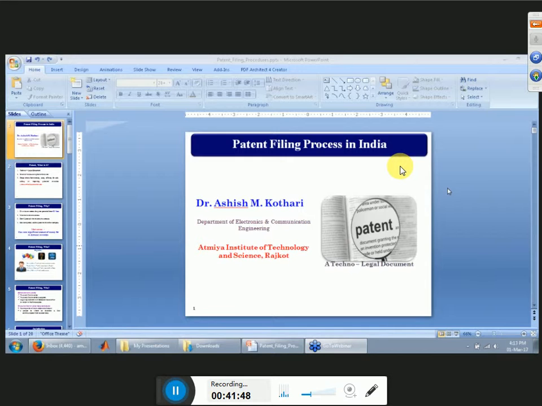How many patents has your college filed? So far as Atmiya Institute of Technology and Science Rajkot is concerned, we have filed 38 patents from year 2012.